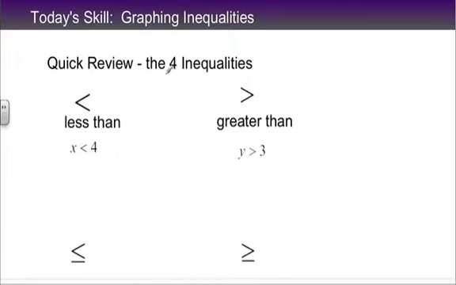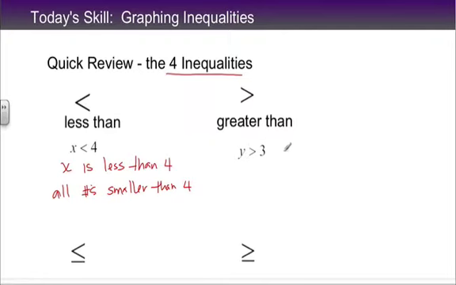The four inequalities are less than, where the point is pointing to the left, and greater than, where the point is pointing to the right. One way we would see this is, for example, x is less than 4, and that's how we would say that out loud. X is less than 4. So we're talking about all numbers that are smaller than 4. I know you probably know this, but just in case, quick review.